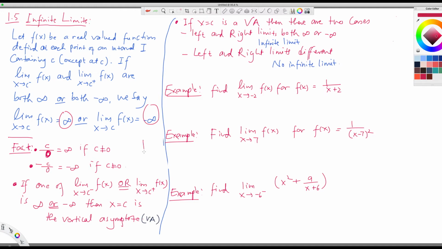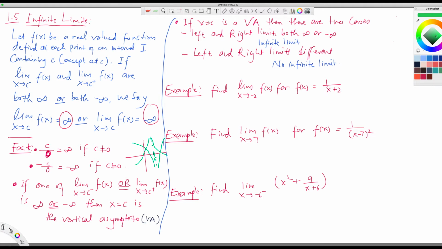Vertical asymptote, you see what the scenario was. The graph will look like this or like this. You see that here both the left limit and the right limit are negative infinity, or you can have both the left limit and the right limit positive infinity, right? So in this case we say that x equals c is called the vertical asymptote. This is the definition of the vertical asymptote in the limit sense.